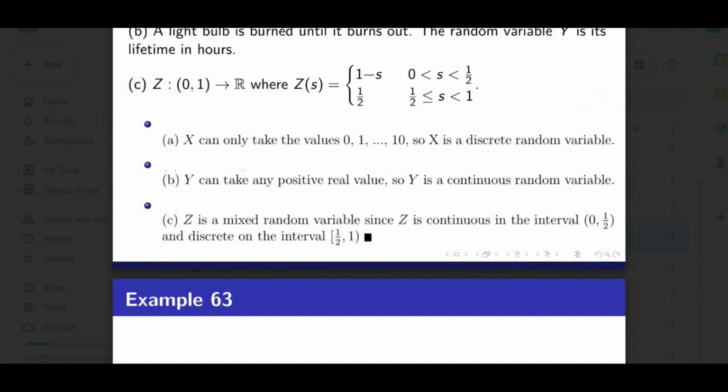V is continuous in that zone, but then it becomes discrete on another zone. So it's a hybrid, right?